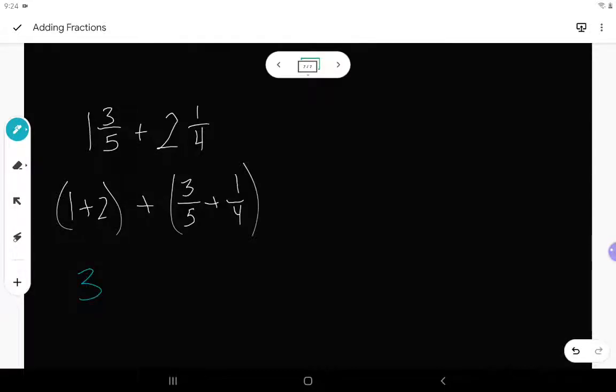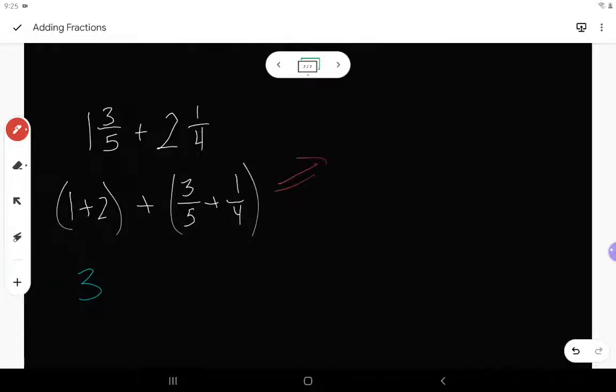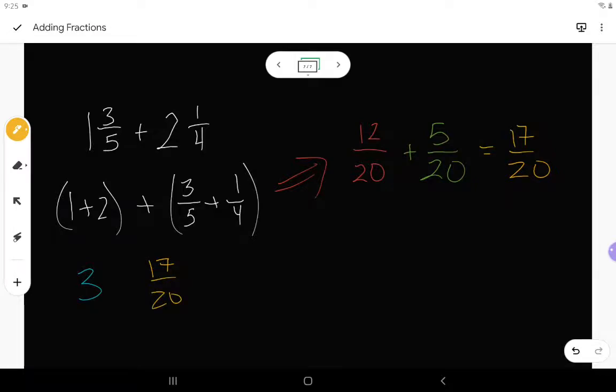Now 3 over 5 plus 1 over 4, so I would need to rewrite with equivalent fractions with a common denominator. So 3 over 5, I'm going to change that over to 20. So that's going to multiply by 4, numerator and denominator. 1 over 4 is going to become 5 over 20. Okay, now 12 over 20 plus 5 over 20 is 17 over 20.